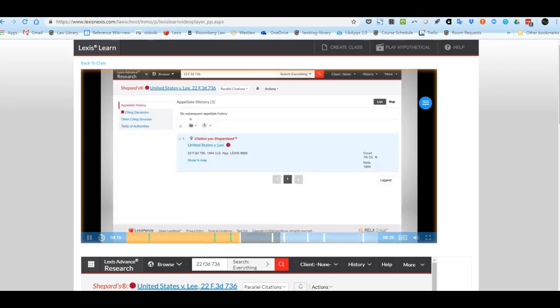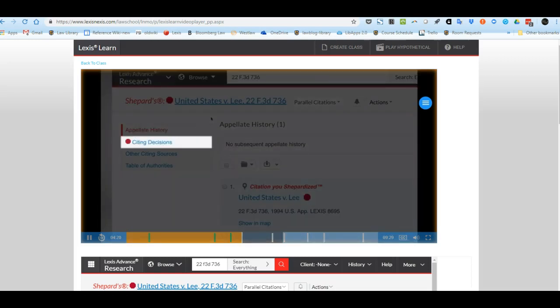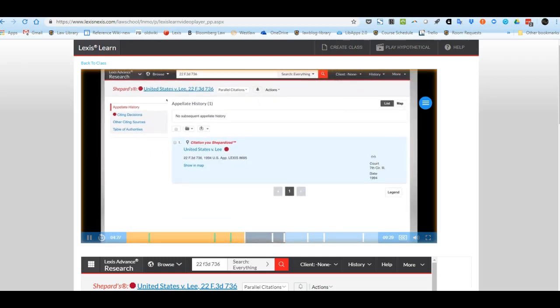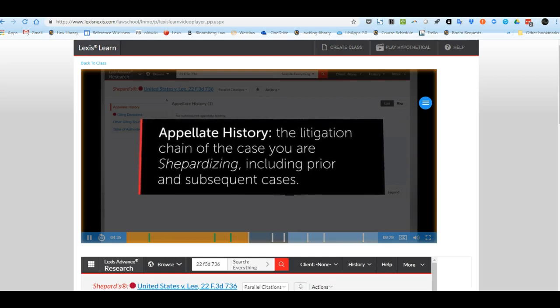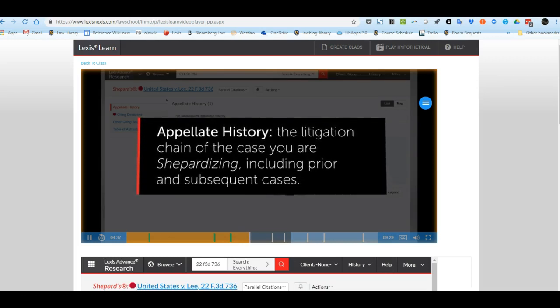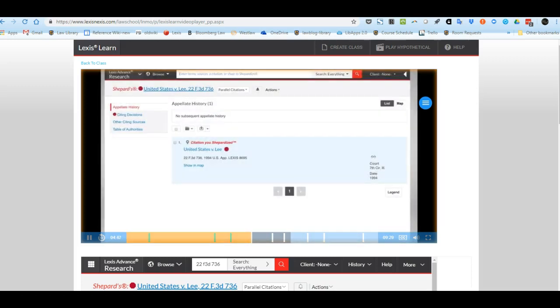Validating Lee takes you to a Shepherd's report with separate sections for appellate history, citing decisions, other citing sources, and table of authorities. When determining if a holding is still valid, you will need to review the appellate history and citing decision sections of a Shepherd's report. There is no appellate history for Lee, but it's important for you to see how the appellate history works.